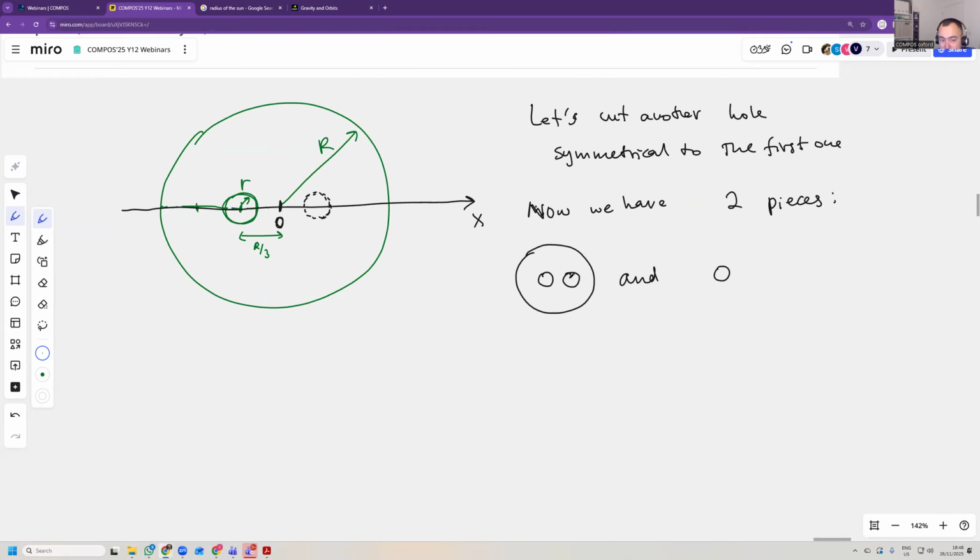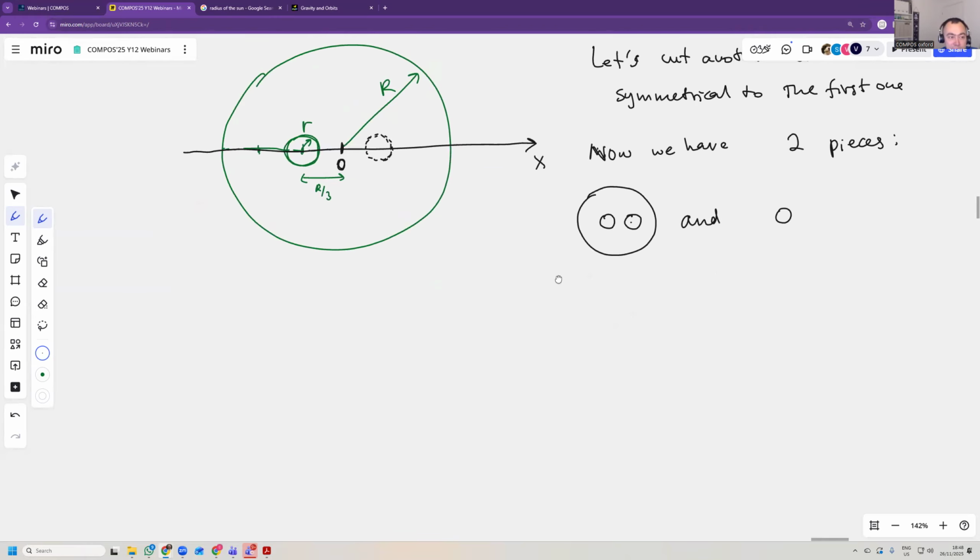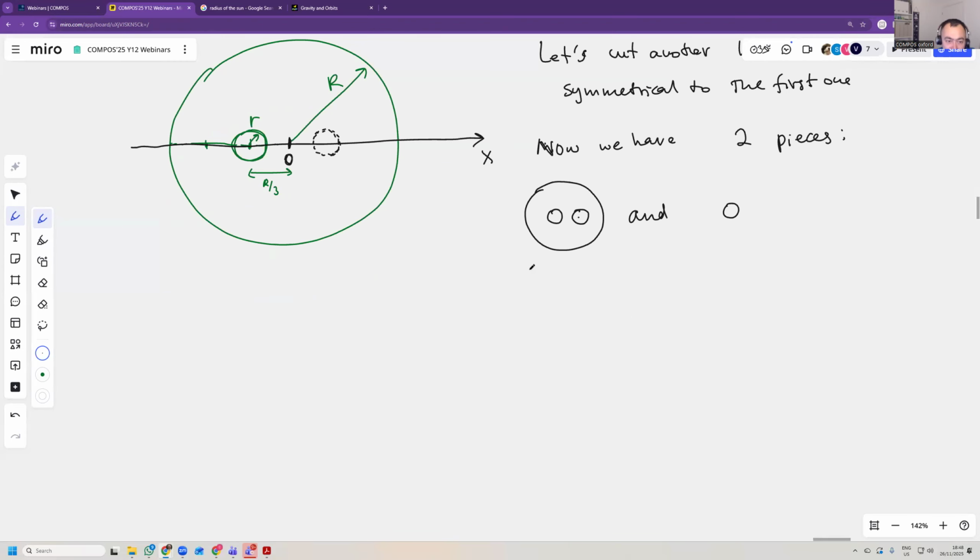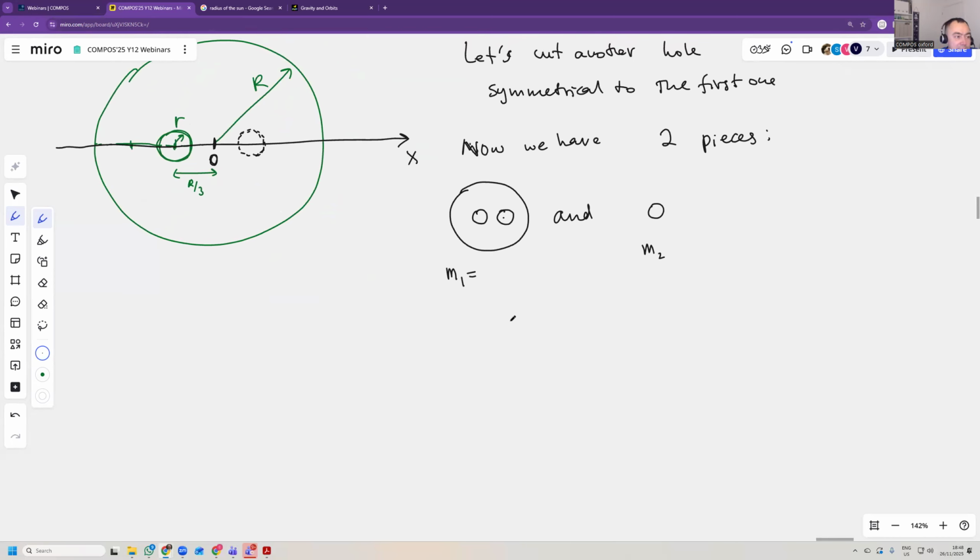This is the piece which we cut out from here. Does that make sense? And now we need to find the center of mass. So the mass of this piece, M1 and M2. Well, the mass of this piece is pi r squared minus 2 multiplied by pi r squared. So we've cut out two holes, and that's the area. And area multiplied by sigma is the mass.